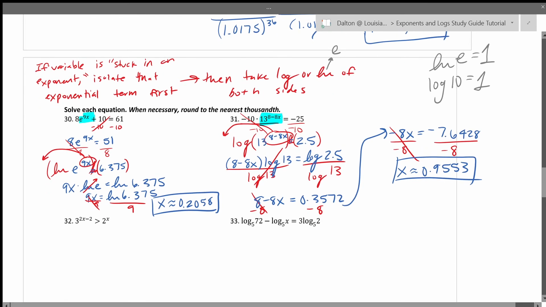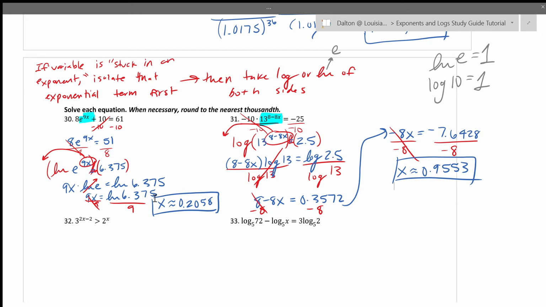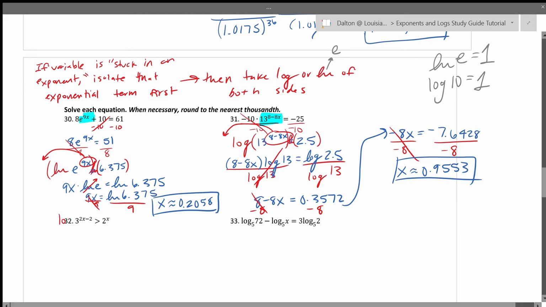Number 32, I've got 3 to the 2x minus 2 power. And then on the right hand side, I've got 2 to the x power. So this is a scenario where both of my exponential terms are isolated. There's not a bunch of other stuff. But the thing to keep in mind is that I do have 2 of them, okay? So again, I don't have e, so I'll just go ahead and take the log of both sides.